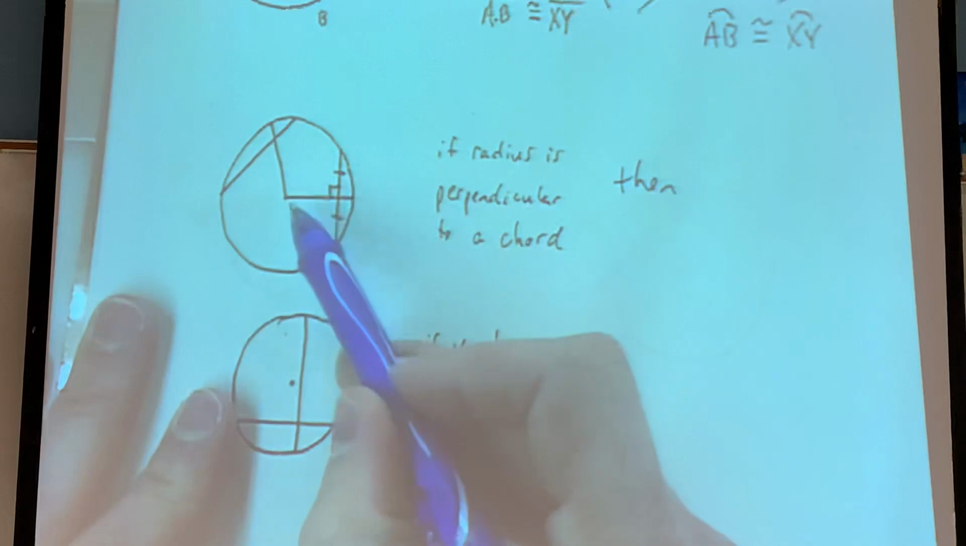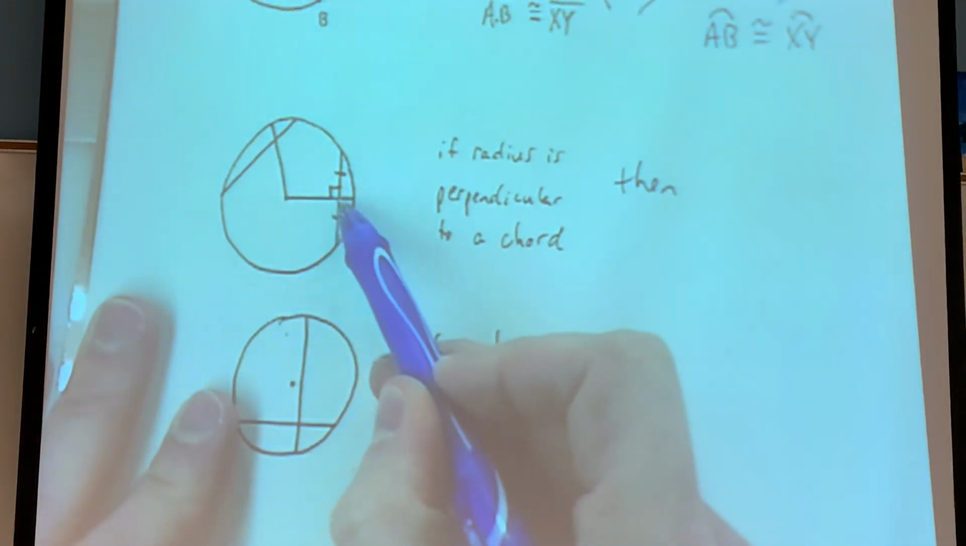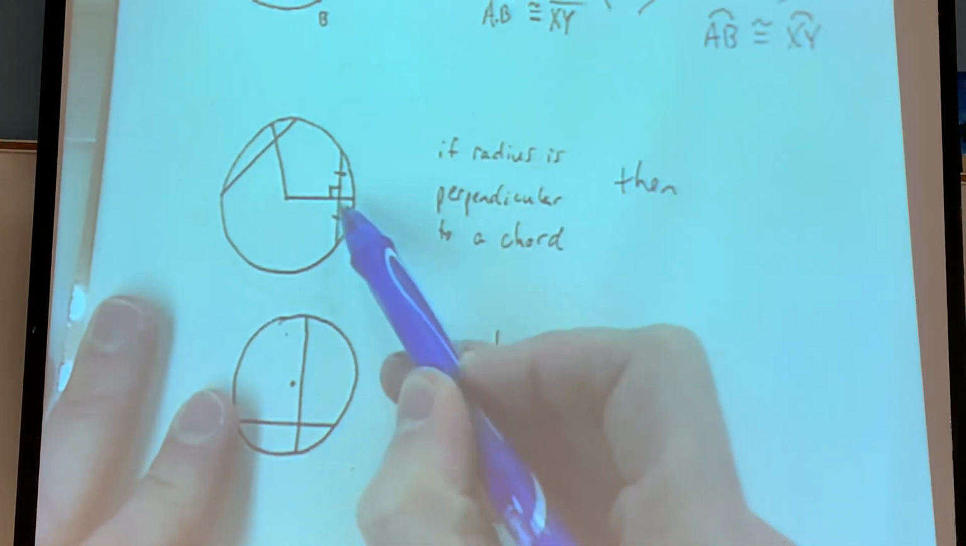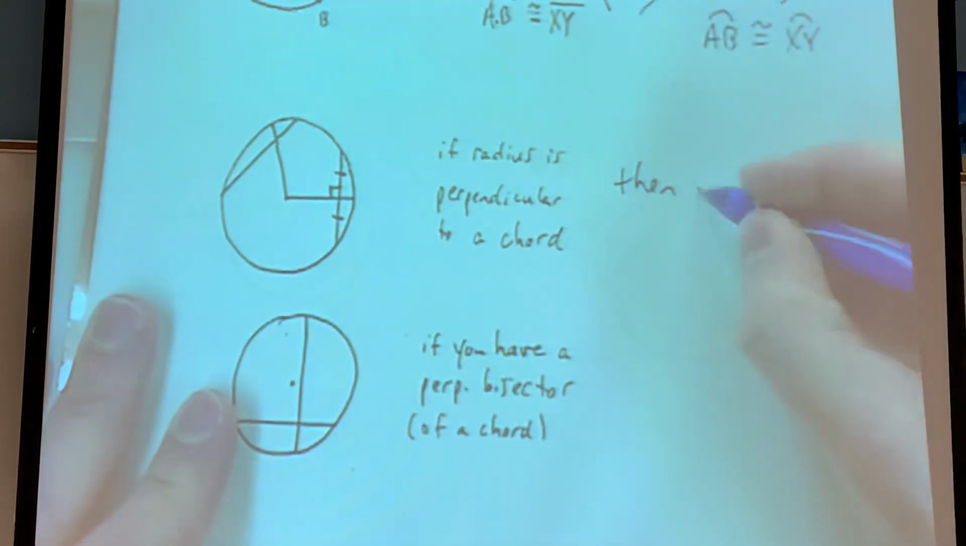Okay, if you have this radius coming out of the center, and you know that it hits at 90, then it has to go through the very center of this chord. So it bisects it.